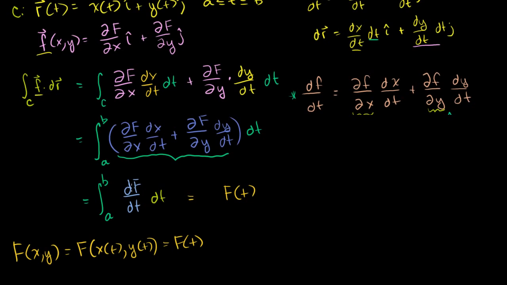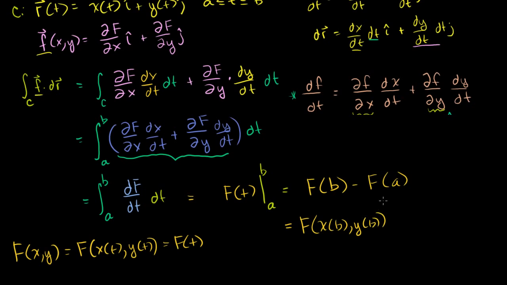So this is the derivative of F with respect to t. If this was just in terms of t, this is the derivative of that with respect to t. We take its antiderivative. We're left just with F. And we have to evaluate it from t is equal to a to t is equal to b. So this is the home stretch, this is equal to F of b minus F of a. And if you want to think about it in these terms, this is the same thing. This is equal to F of x of b, y of b, minus F of x of a, y of a.